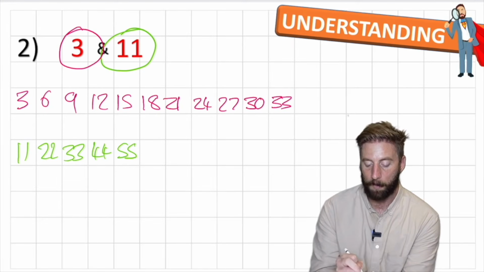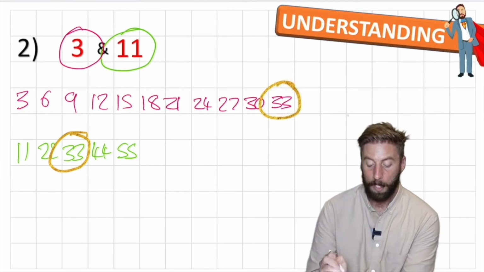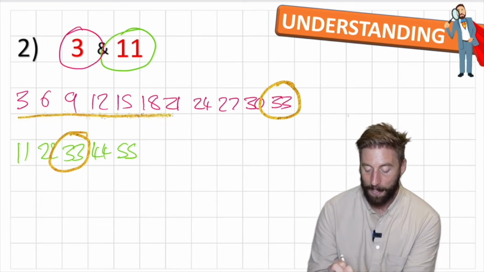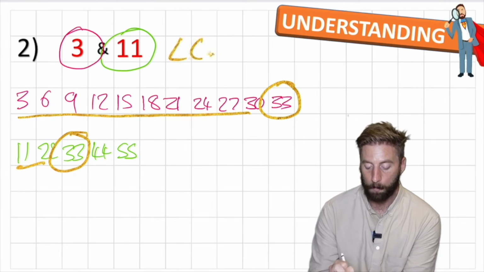I think I found a common multiple. I found 33 in both the 11 times table and in the 3 times table. Now I can see that there's no multiple that's less than that in any of these digits, so therefore the lowest common multiple equals 33.